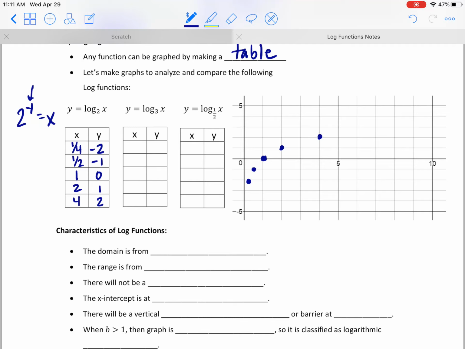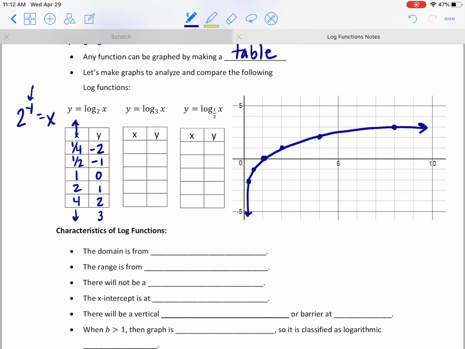So at 1/4 on the x, we're going to be down at negative 2. At 1/2 on the x, we're going to be down at negative 1. At 1 on the x, we're going to be at 0. And then at (2, 1), we have a point. At (4, 2), we have a point. If I put in 3, we'd have 8. So at (8, 3), we'd have a point. And what's going to happen is the y values get bigger, and the x values are going to get bigger too. So the graph is going to continue to grow in this direction.